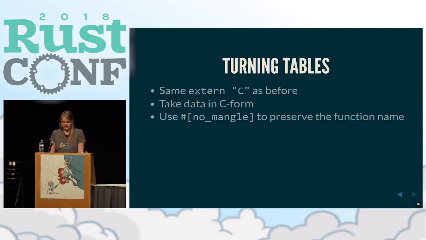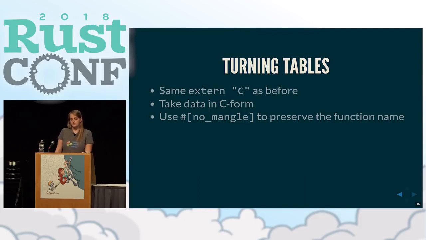Okay, so let's turn this around, and let's look at what you actually have to do to call some Rust code from C. We use the same mechanism with the extern C as previously. Except with a little difference, which you'll see in a second. You have to take data in a C form, so whatever data C provides, you then have to make Rust compatible, not the other way around.